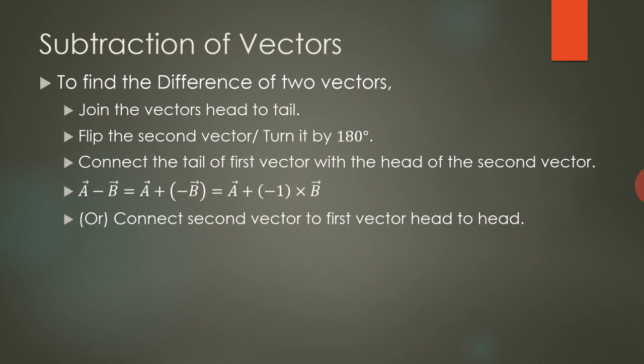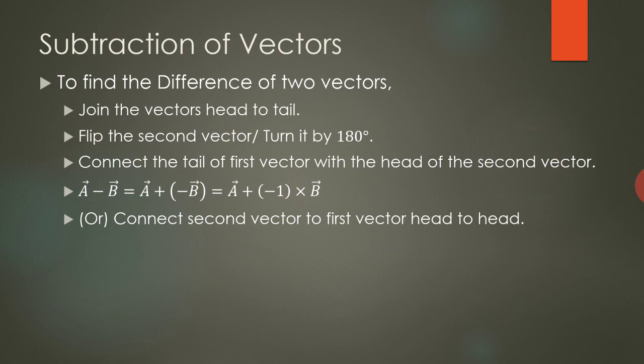Now coming to subtraction of vectors. To subtract two vectors, we need to join the vectors head and tail as usual in the case of addition. But here we have to flip the second vector by 180 degrees. That is equivalent to multiplying the vector by -1. We have already seen in the first session that multiplying a vector by -1 is equivalent to turning the vector by 180 degrees or flipping the vector.